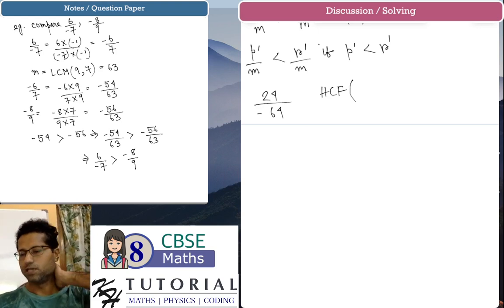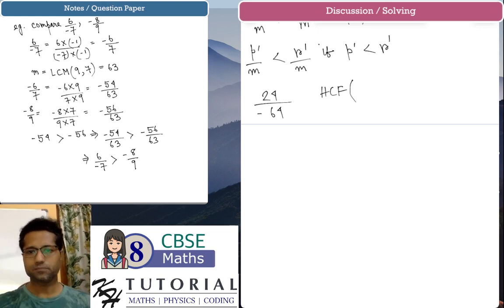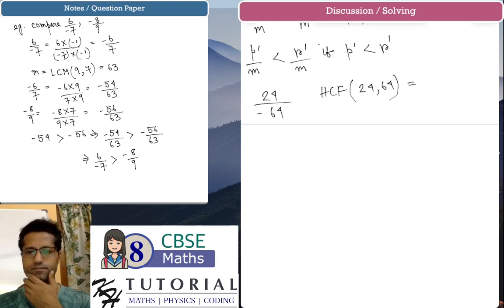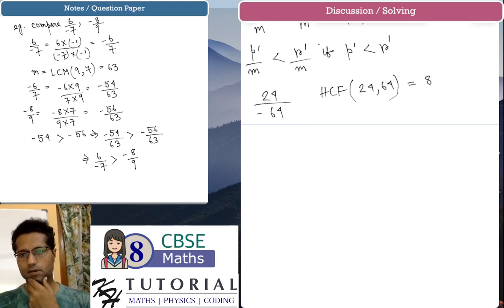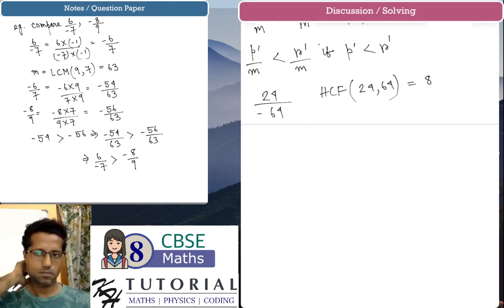Absolute value of minus 4 is 4, absolute value of 0 is 0, absolute value of 4 is 4, absolute value of minus 10 is 10, absolute value of 6 is 6. So you find the HCF of the absolute values of the numerator and the denominator, that is 24 and 64, and you will clearly see this is how much. Is it 4? Or is it 8? I guess it is 8. I hope it is 8. The HCF of 24 and 64 is 8.